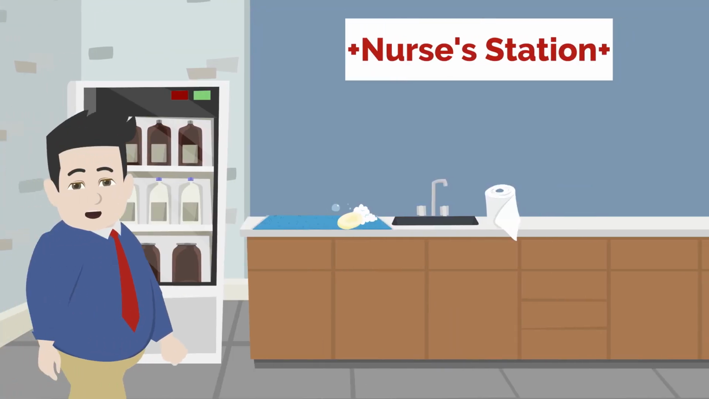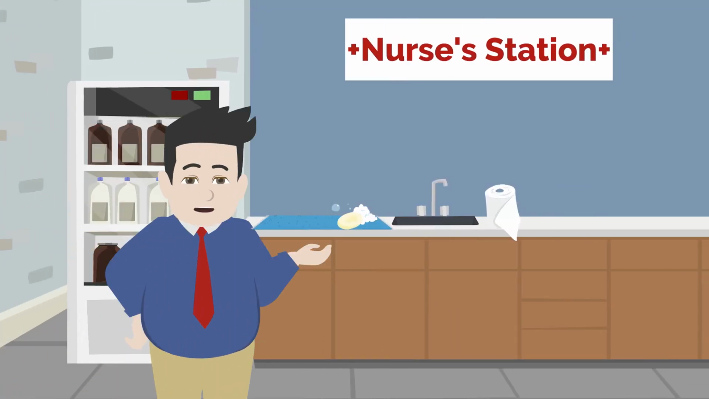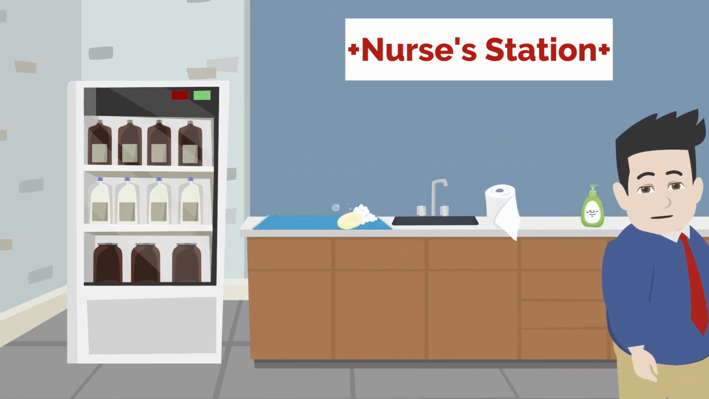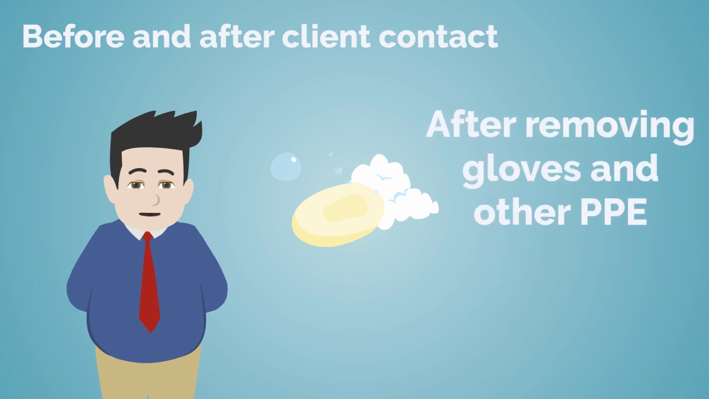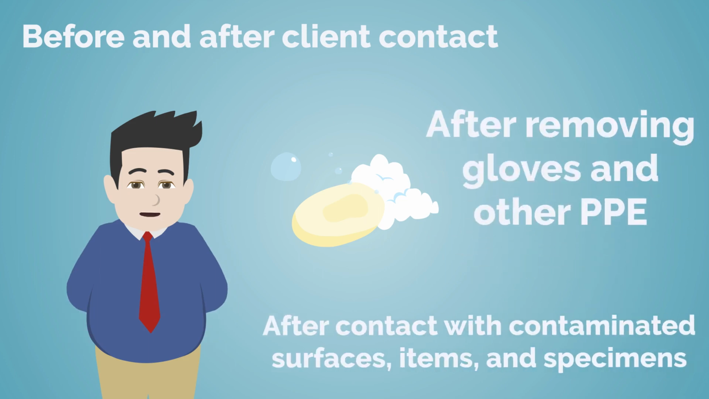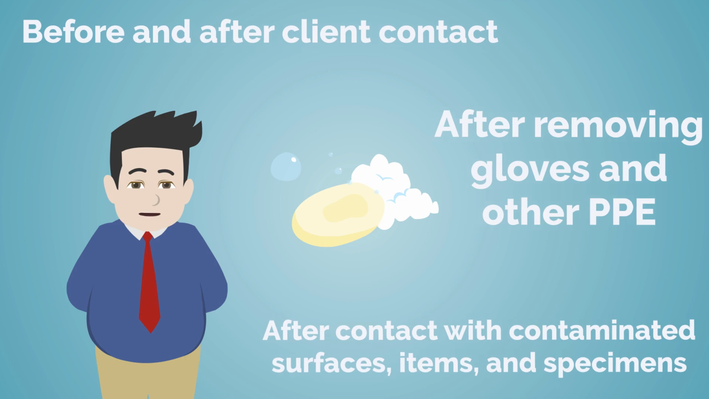Now let's talk about hand hygiene. Sinks, soap, and paper towels are all available at the nurse's station. Gel hand sanitizer can be found in hallways, doctor's offices, and the nurse's station as well. Always wash your hands before and after client contact, after removing gloves and other PPE, and after contact with contaminated surfaces, items, and specimens, even when gloves are worn.